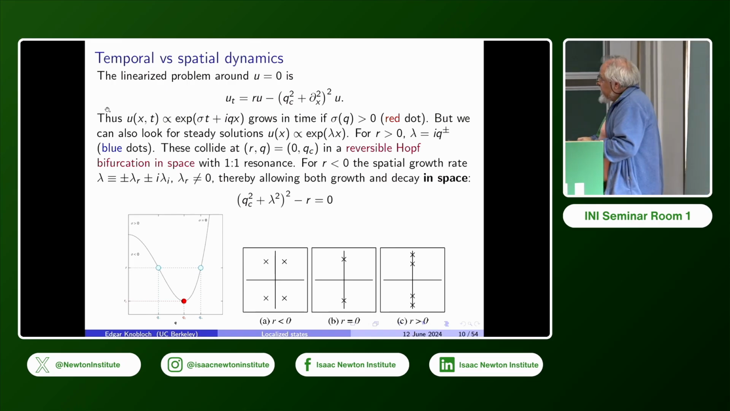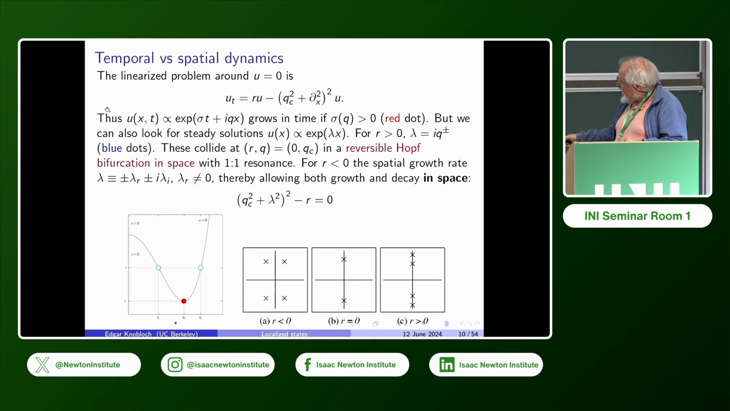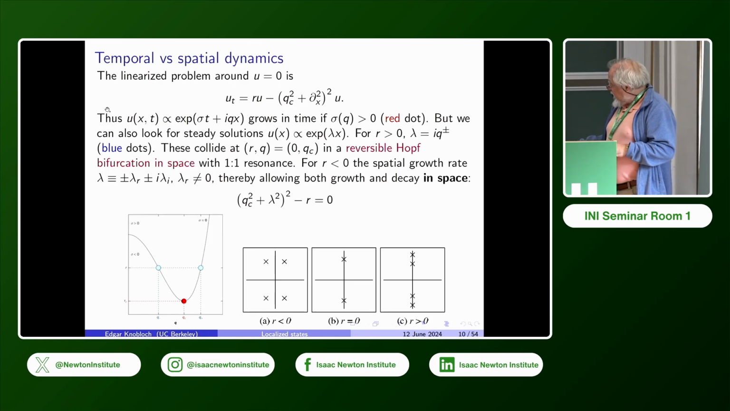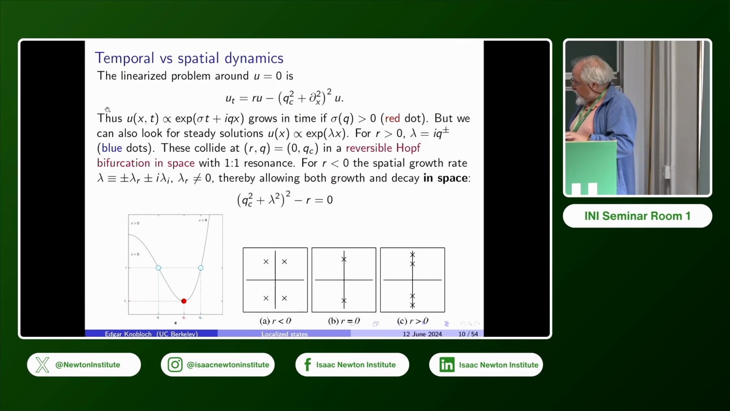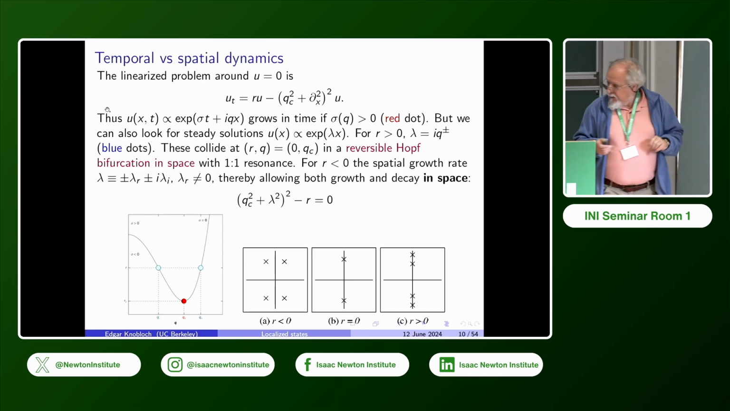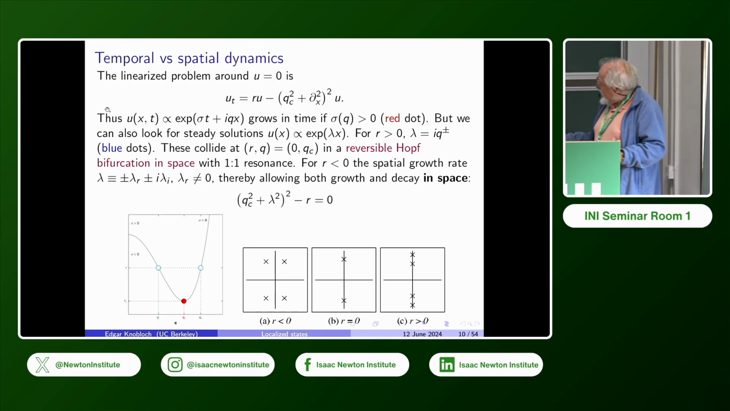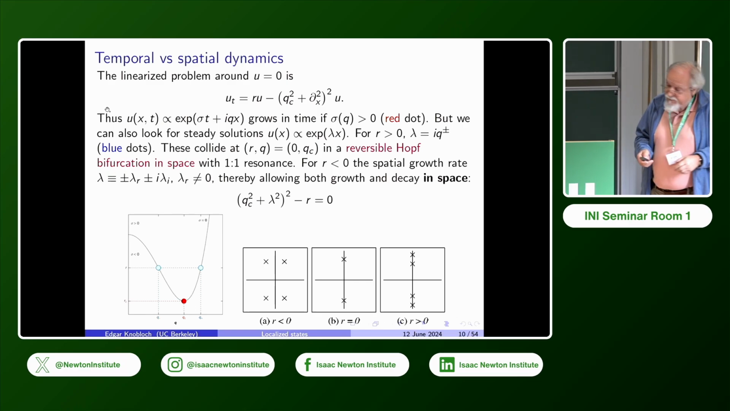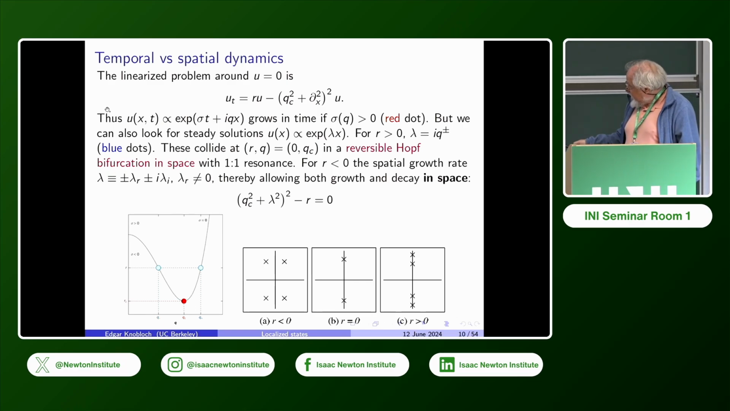Okay. And you can analyze this kind of instability, but the important thing I want to emphasize for now is that when R is greater than 0, you have these two imaginary eigenvalues, iQ plus, iQ minus, the complex conjugates. When R is 0, these two collide on the imaginary axis, and when R is less than 0, they split and move off into the complex plane. So that's typical behavior of reversible systems. In fact, this is a Hamiltonian system in space.